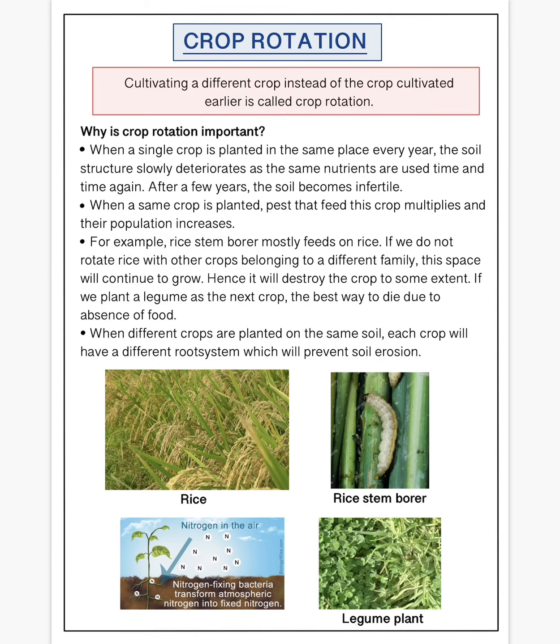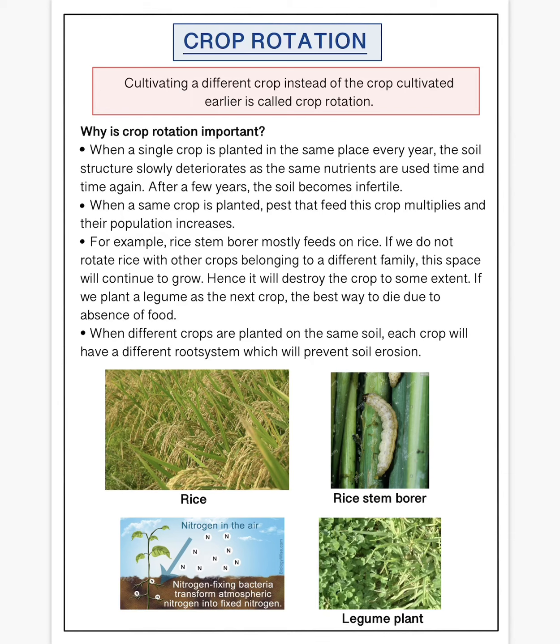What do you understand from this? Suppose, children, I have got a piece of land and I have grown rice in it. After this crop is harvested, again we should not grow rice. We should grow a different crop, probably a legume plant. Why?